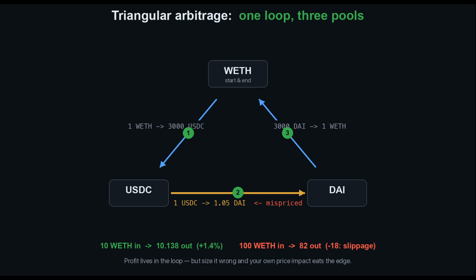Here's our loop on one screen. 3 pools. WETH to USDC priced at 3000. USDC to DAI, and this is the one that's off. It hands out 1.05, or 1,050 DAI per 1,000 USDC, when DAI should be about 1 to 1. And DAI back to WETH again at 3000. Follow the lap. 3000 USDC becomes 3150 DAI thanks to that 5% bump, and that converts back to slightly more than 1 WETH. The whole loop multiplies out to about 1.05, a 5% edge before fees. That one mispriced pool is the crack and the loop is the crowbar.